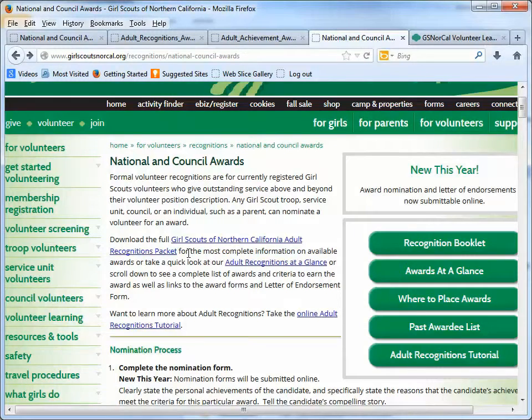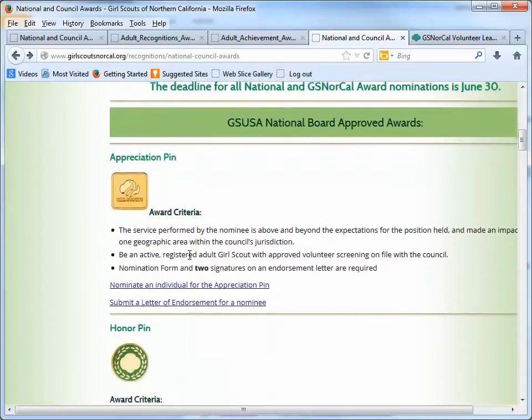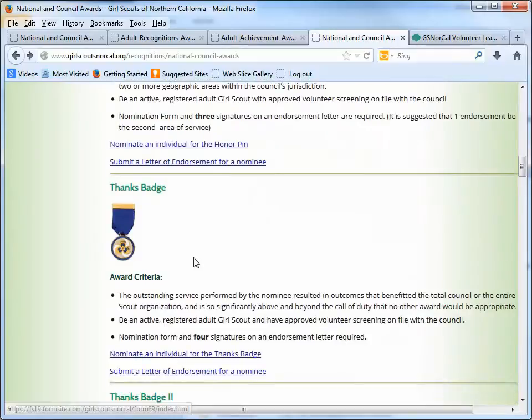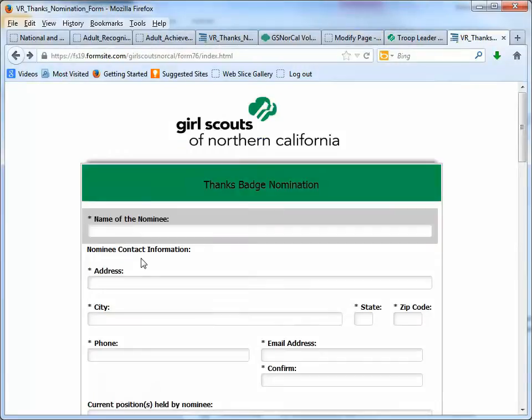When you're ready to nominate someone, simply scroll down on the recognitions page to find the award that you want to nominate the person for. Let's take the Thanks Badge for example. If I were to nominate someone for the Thanks Badge, I would click on Nominated Individual for the Thanks Badge. This will take you to the online submittable form for the Thanks Badge. Each award has its own nomination form, so make sure you choose the correct one.